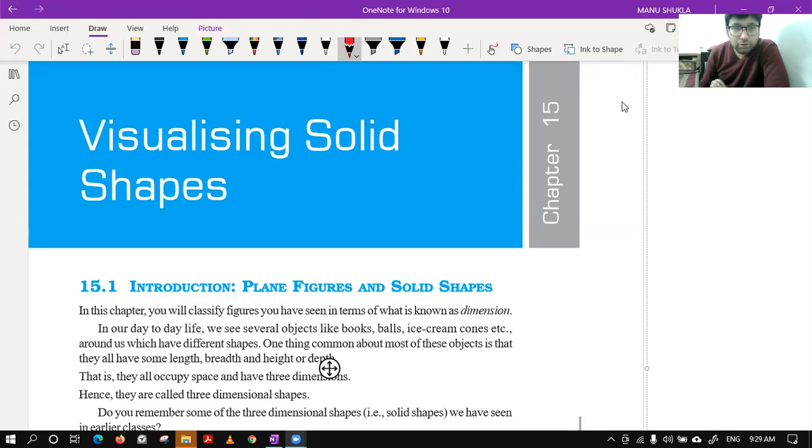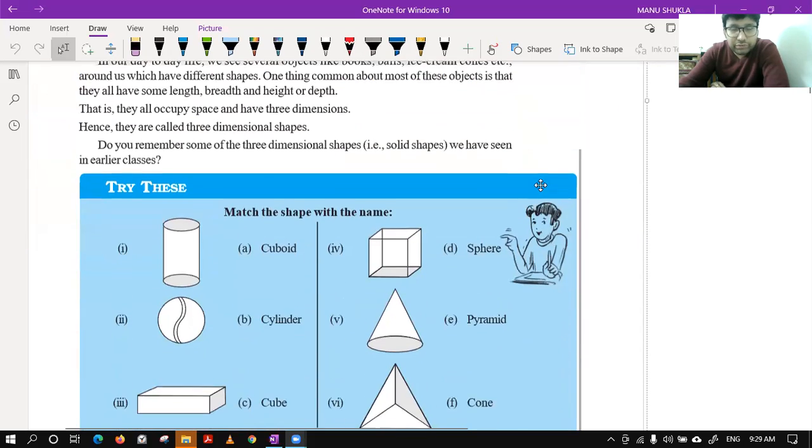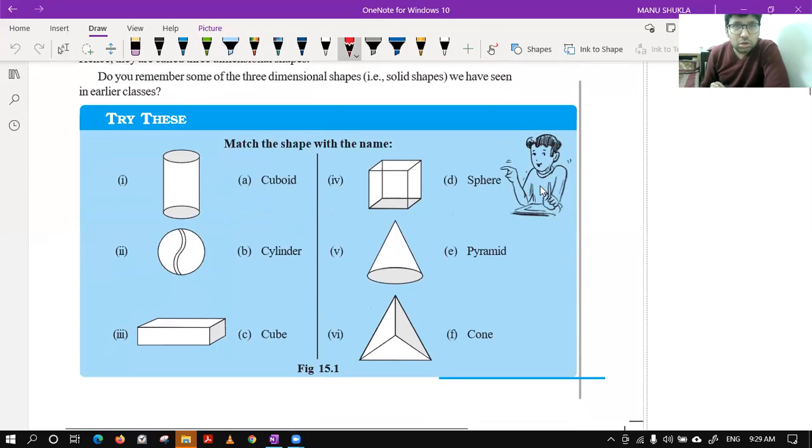Okay, fine. Now this we have taken yesterday also. Now they are saying match the shape with the name. Very simple. Cuboid, we all know, is made up of rectangles, a 3D shape. This is the one. Then cylinder. This is known as right circular cylinder. This is your sphere. So this is going for D. Then this is your cube. This is your cone. And this one is looking like a pyramid.